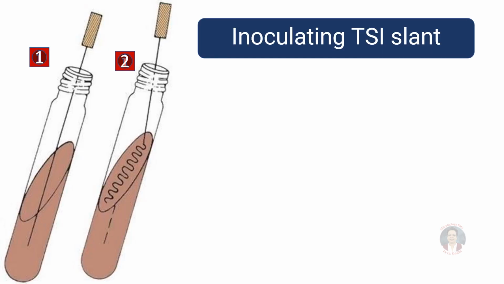So let us start by inoculating the TSI medium. The bacterial colonies are picked up with a sterile straight wire and first stab inoculated right up to the bottom of the butt as shown in figure 1. Then the wire is withdrawn straight back along the same stab line, and then stroke inoculation is done on the slant as shown in figure 2. The medium is then incubated overnight at 37 degrees Celsius.